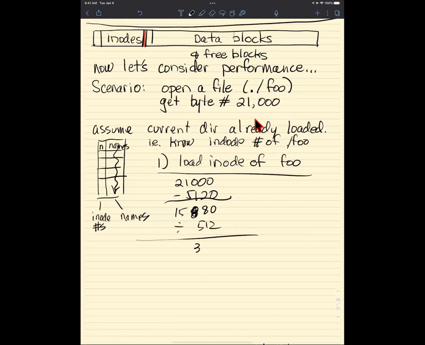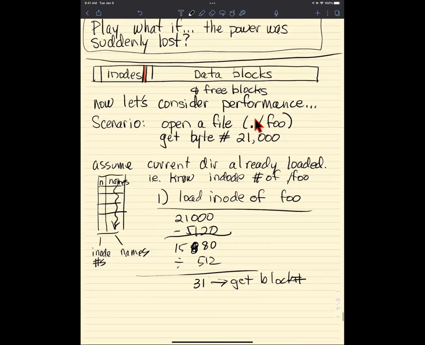31.02. Okay, but it's integer division, so it's 31. So we'll go to the pointer number 31 and get a block number. So that means we've done one IO to get the inode. In fact, I even made it red so far already. And then we're going to do a second IO to get the appropriate data block.